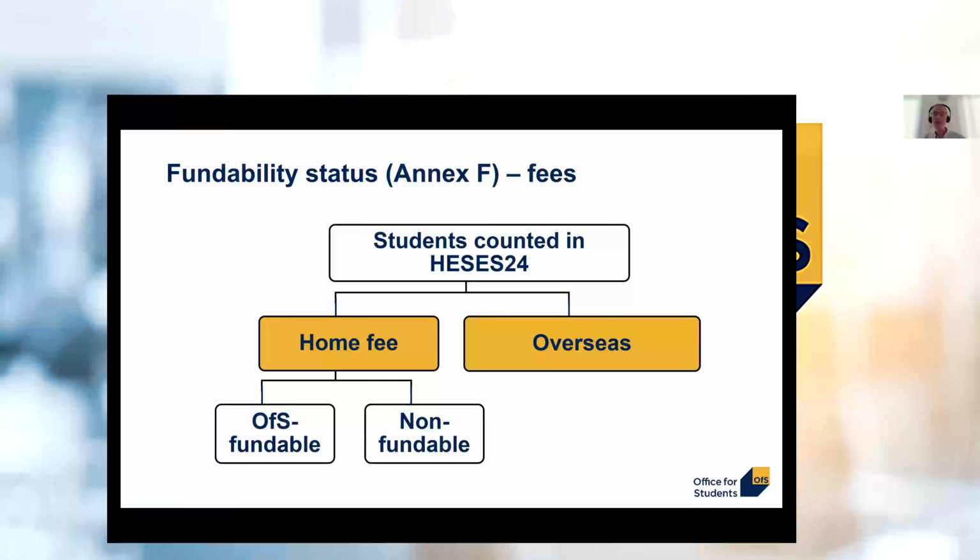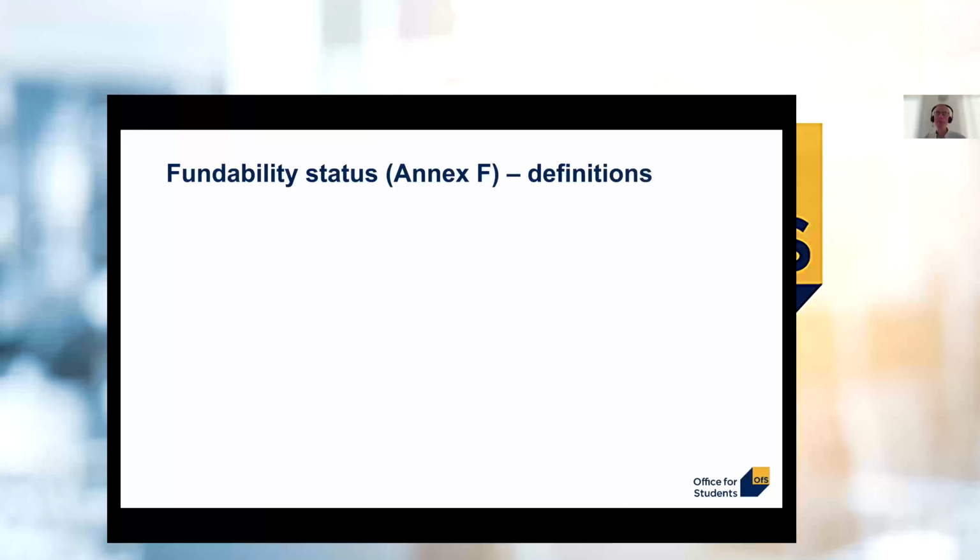And as you can see on the second level here, we're looking at a split between those students that are entitled to pay home fees and those from overseas who are non-fundable from the OFS point of view. But this doesn't mean that all home fee students are fundable, hence the split that you can see on the bottom layer here. But we'll come to that shortly, because first we need to know exactly what we mean when we say home fee. Annex F in the guidance is a place where all of this is laid out.